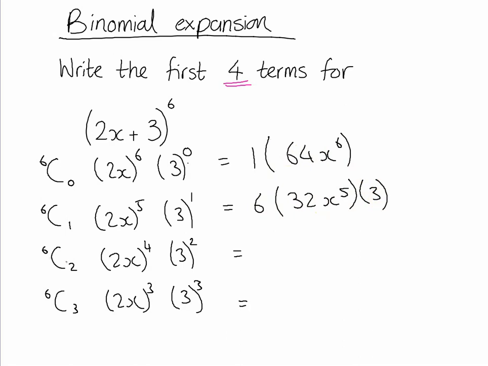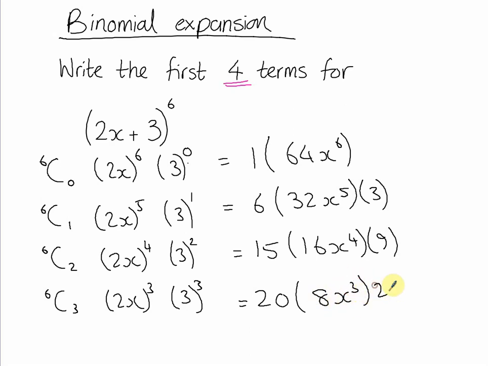Now I don't know that one off by heart. So 6 choose 2, it's probably 10 or something. 15? Yeah, 15. Now, you can just obviously divide by 2 as we're going down a power, so that's 16x to the power of 4, and we times that by 9. This one's 21, but I wouldn't want to say, oh, it's 20, see, I was wrong. Good job I typed it in. And we have 8x cubed, this time times 27.